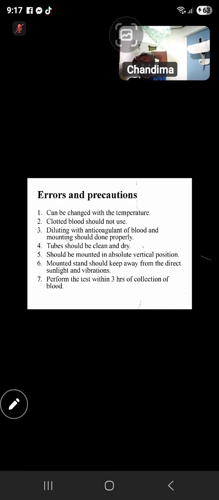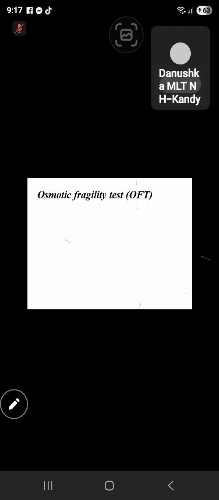Right, any question regarding the ESR? In case of ESR, without citrated blood, we can use even EDTA blood. How do we prepare? In which method? Westergren or which method?